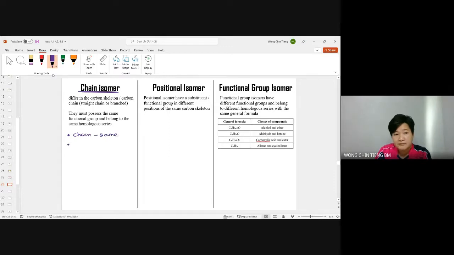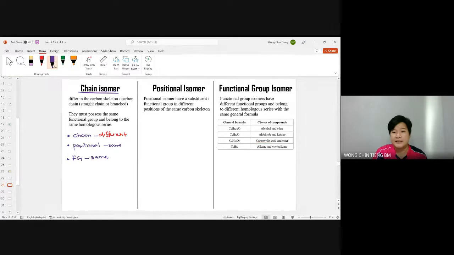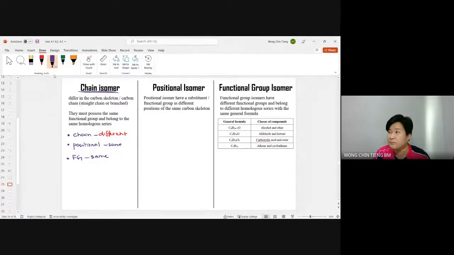But, sorry. Otak saya bergerak ke tempat lain. Chain need to be different. But positional and functional group isomer both need to be the same. Okay? Apa maksud rantai kena sama? Saya masih nak guna balik. Kita tadi dah guna single bond, lepas tu dah guna double bond.